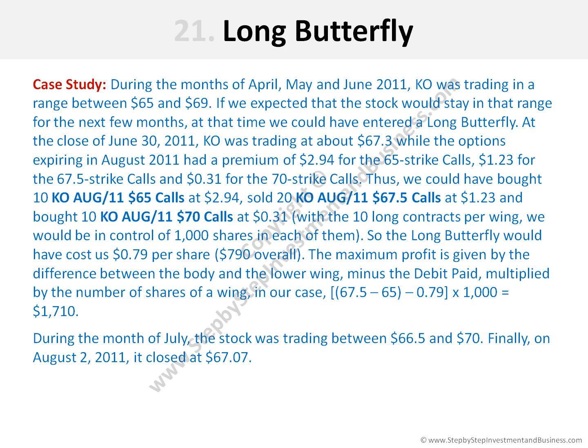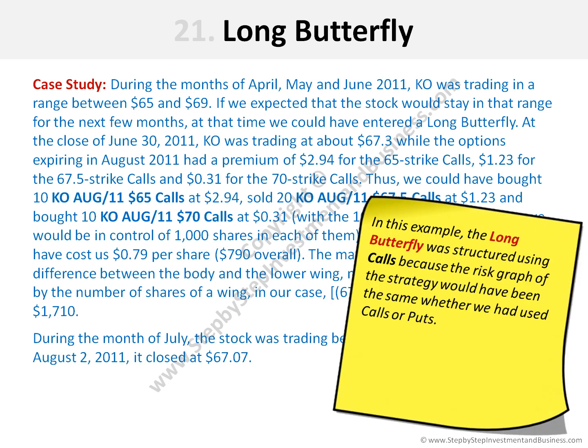During the month of July, the stock was trading between $66.5 and $70. Finally, on August 2, 2011, it closed at $67.07. In this example, the long butterfly was structured using calls because the risk graph of the strategy would have been the same whether we had used calls or puts.